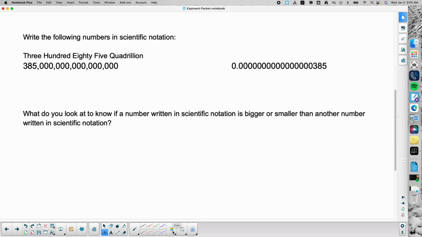So we actually have to write 3.85. It has to be single digits. Yep. So we want the decimal to be right there, after the 3. And so we would count 17 spots. 17 spots, it moves. So that's where we get times 10 to the 17th. I almost forgot to write that part.